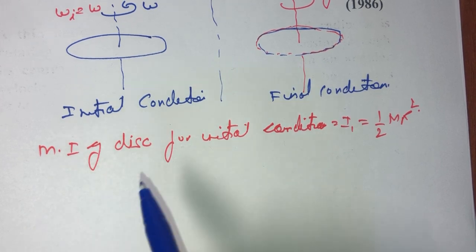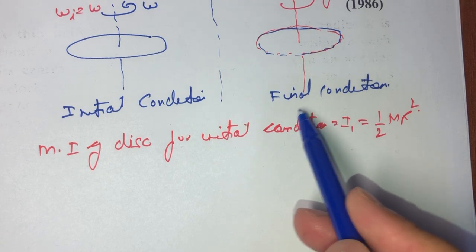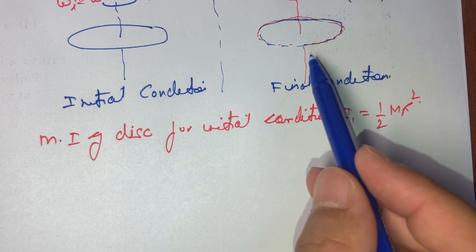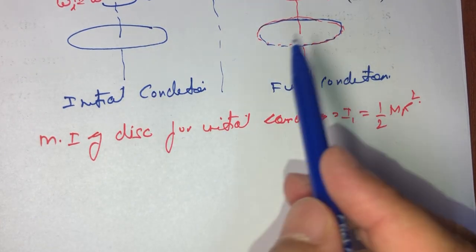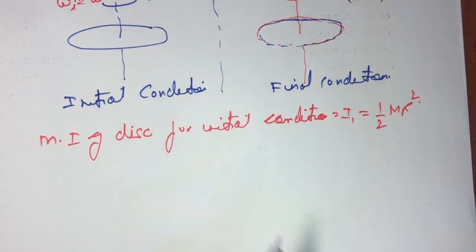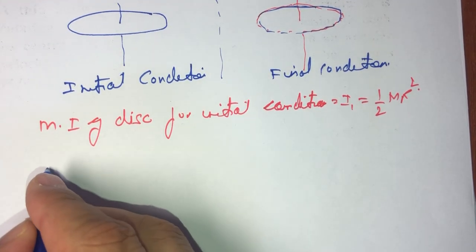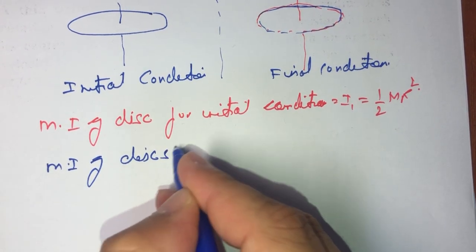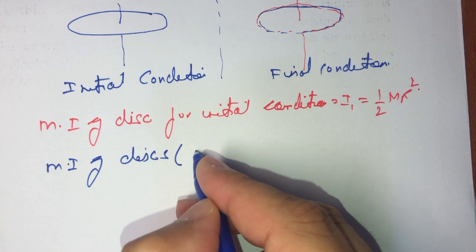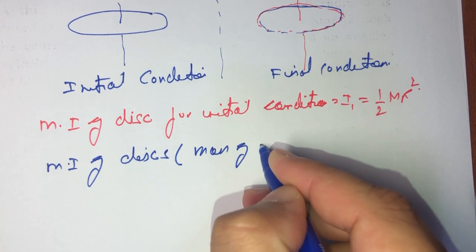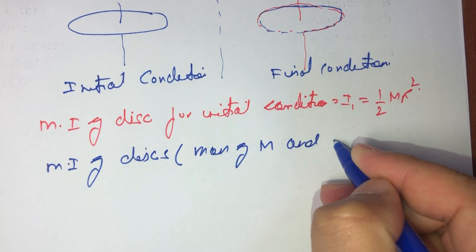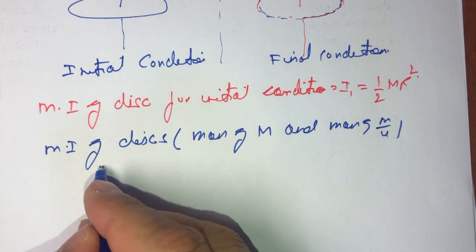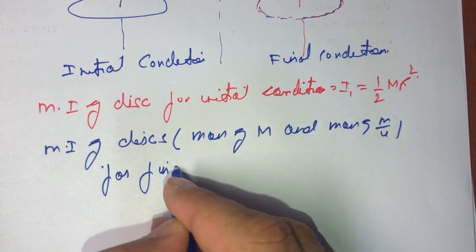And the second case we can call the final condition, and the final condition now consists of two disks, one having a mass m, and the second disk having a mass m by 4. So you can say the moment of inertia of the disk having a mass of m, and another disk having a mass of m by 4, for the final condition.